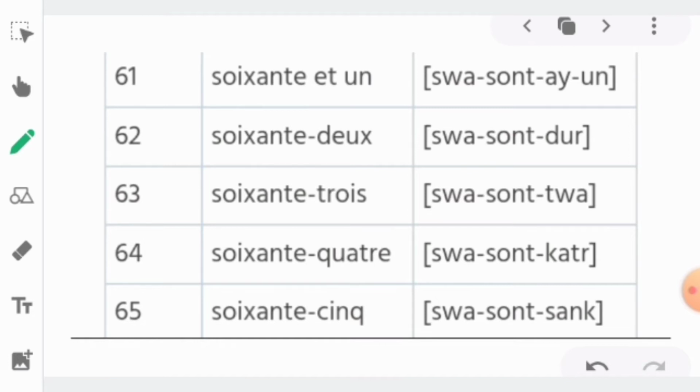Next for 63 it will be soixante toi, yaani 60 plus 3. 60 ke liye soixante, and for 3 it is toi, okay, TROIS.